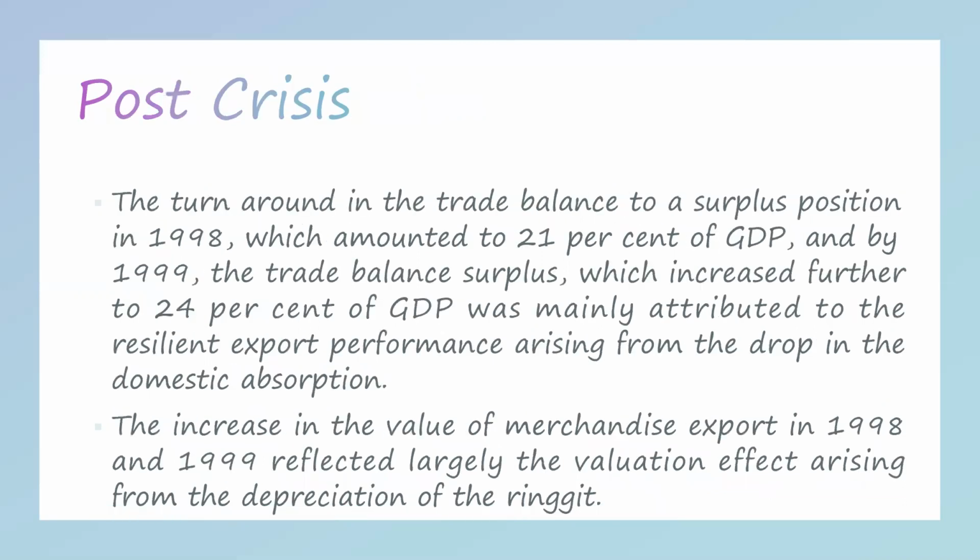The turnaround in the trade balance to a surplus position in 1998, which amount to 21% of GDP, and by 1999, the trade balance surplus, which increased further to 24% of GDP, was mainly attributed to the resilient export performance arising from the drop in the domestic absorption. The increase in the value of the merchandise export in 1998 and 1999 reflected largely the evaluation effect arising from the depreciation of ringgit.